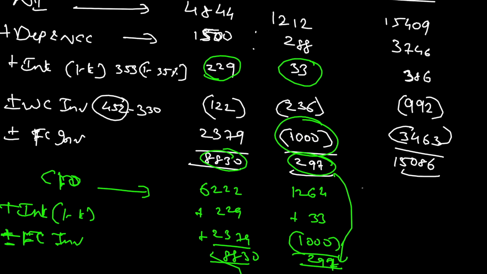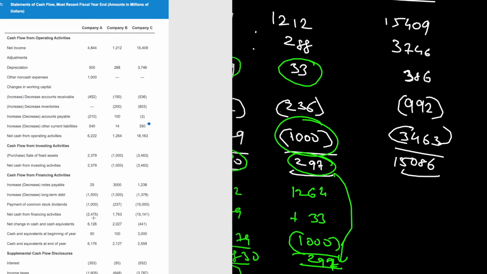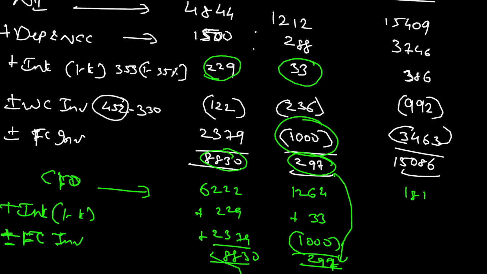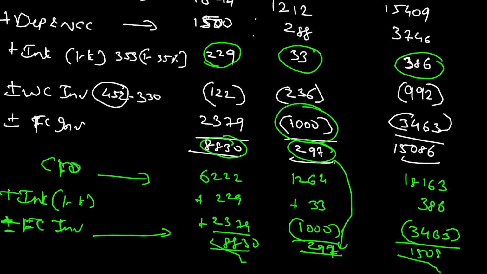Similarly, for the third company, cash flow from operations is 18163. So 18163 plus interest, this is 386, interest into 1 minus tax. Then fixed capital investment is minus 3463. I'll keep it in minus. So if you calculate, this also will come to 15086, which will match with this number. Okay, so this way I have done free cash flow to financing.